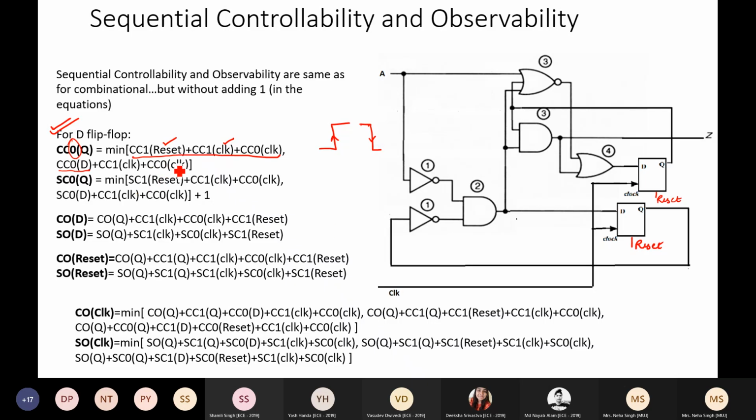If reset is not there, then this first case will be eliminated, right? In the circuit that we will be considering later, I have not placed any reset line. If there is no reset line, then the value 0 will not come with just a clock, so I should not consider this first condition. So the only value for CC0 of Q would be CC0 at D plus CC0 of clock plus CC1 of clock.